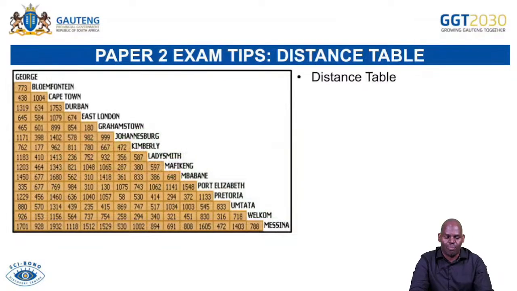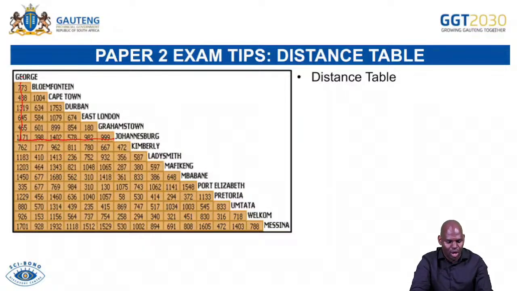And then the distance table, you must also be able to interpret the distance table. Like in this case, if I want to know the distance between George and Johannesburg, I can just go to the table and say George and Johannesburg.